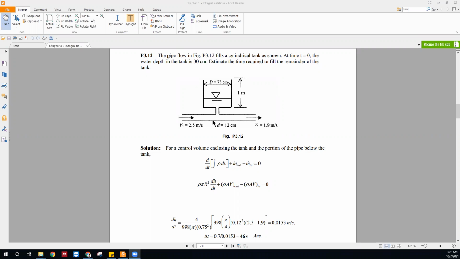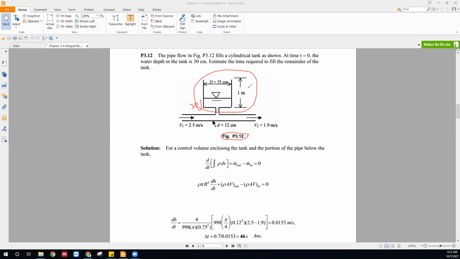So let's start with problem number 3.12. This problem says the pipe flow in figure 3.12 fills a cylindrical tank as shown. At time t equals 0, the water depth in the tank is 30 centimeters. Initial condition 30 centimeters. Estimate the time required to fill the remainder of the tank.